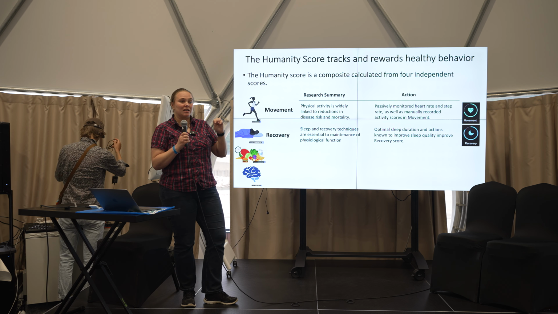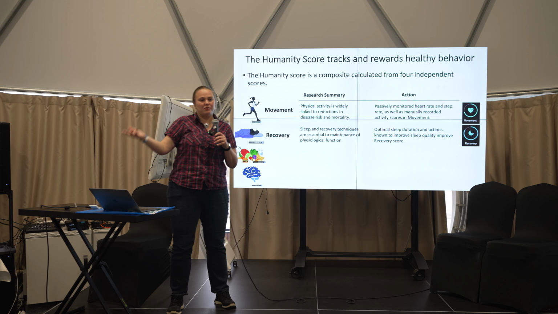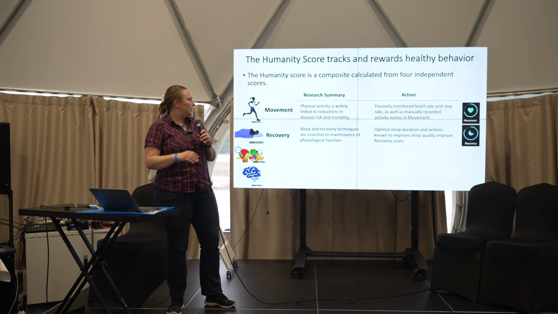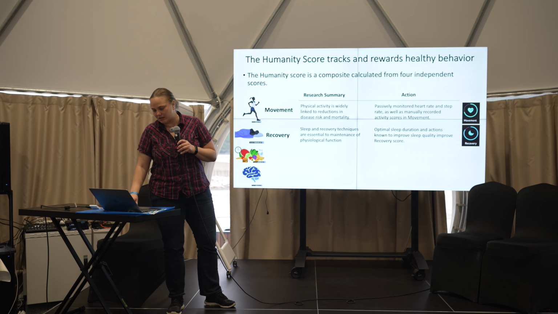And how do we record this? Optimal sleep duration and actions are known to improve quality and improve the recovery score. So we track how much you sleep, either manually or through an app, and which other activities you do that can count as recovery, and we reward you for good behavior. Nutrition: intermittent fasting and a balanced diet are associated with longevity. So we track overnight fasting duration, and we also track how many snacks you eat. The fewer snacks, the better your nutrition score, and a longer fast, likewise.